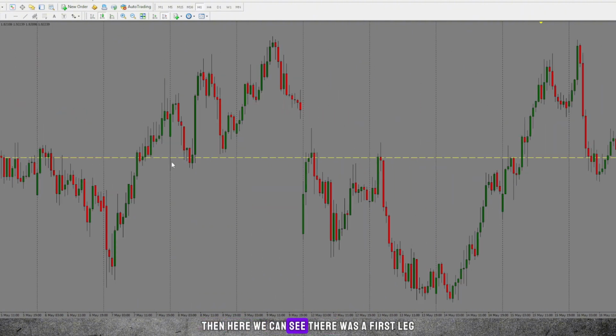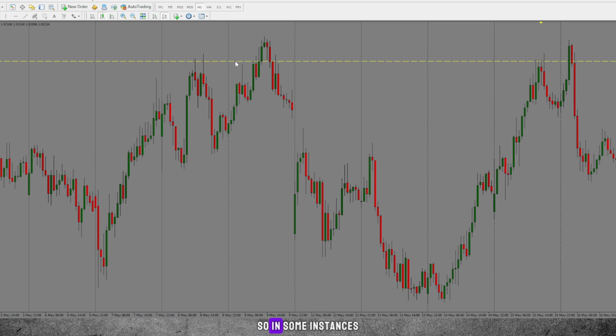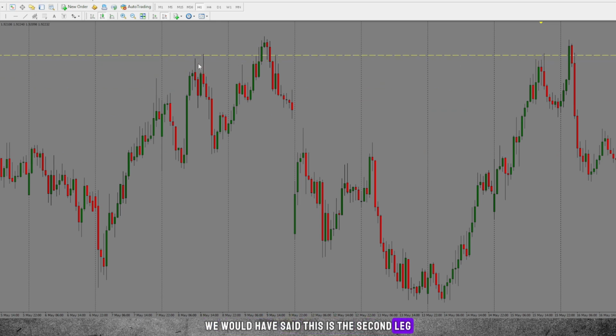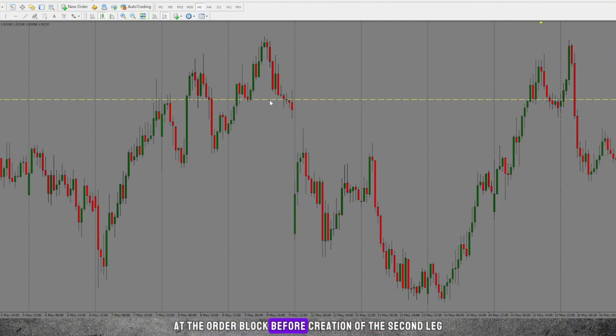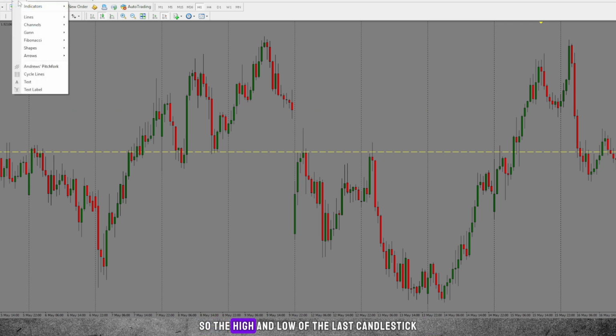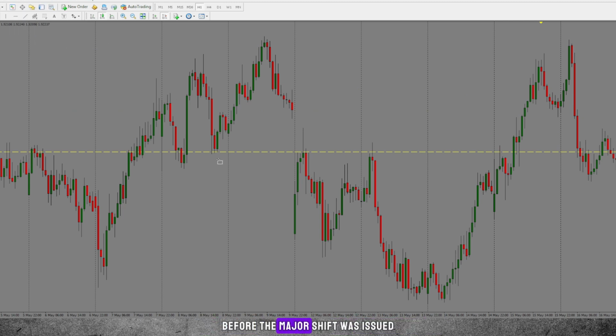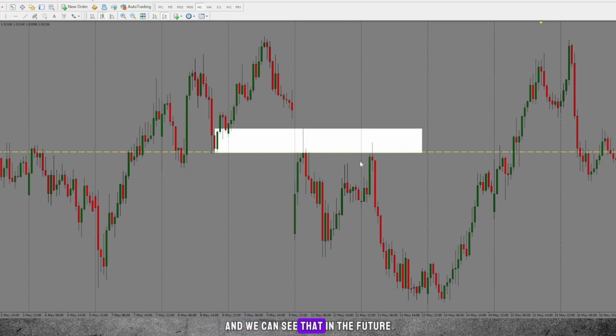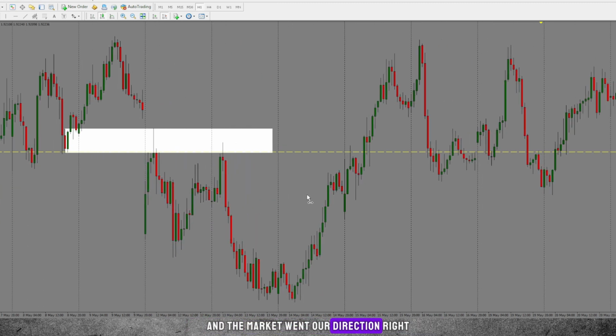Then here we can see there was a first leg, and after that first leg, we can see a liquidity grab right above this particular first leg. In some instances, we would have said this is the second leg and we were expecting to see a shift, but the market later proved to us that this was not the second leg and issued the second leg at this particular point. And then we've marked the order block before creation of the second leg. So the high and low of the last candlestick before the major shift was issued is basically this one. We protrude it into the future, and we can see that in the future we had a double retest of that particular order block, and the market went in our direction.